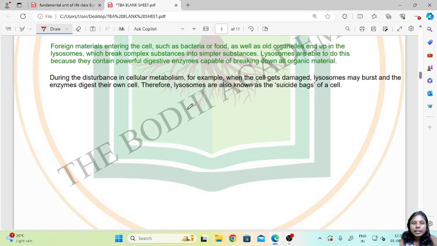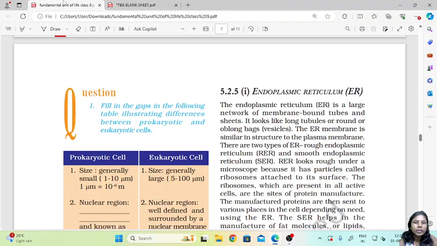Lastly, we said that lysosomes are also known as suicide bags of a cell. Why so? Because during the disturbance of the cellular metabolism, say the cell is disturbed or damaged, the lysosomes burst open and the enzymes present inside digest their own cell. Therefore, the lysosomes are also known as the suicide bags of a cell.